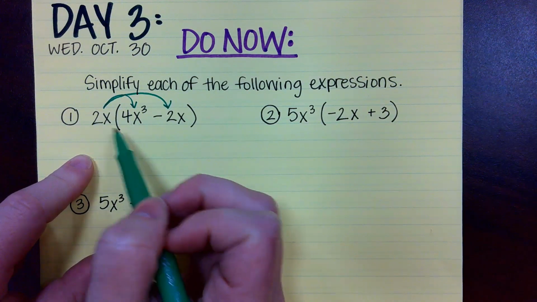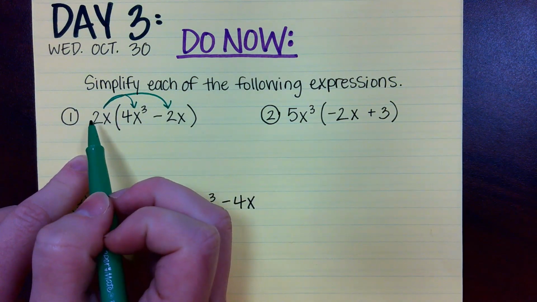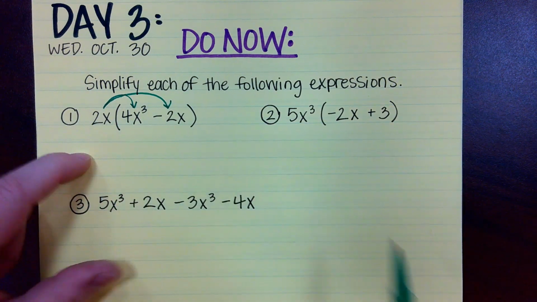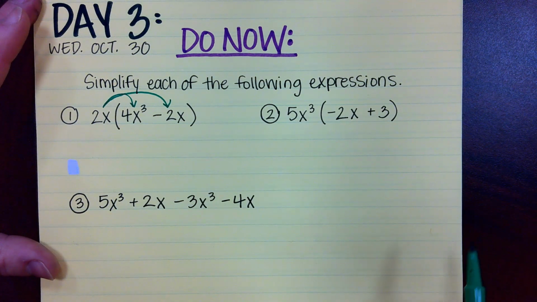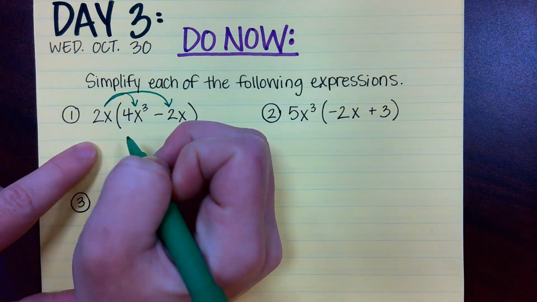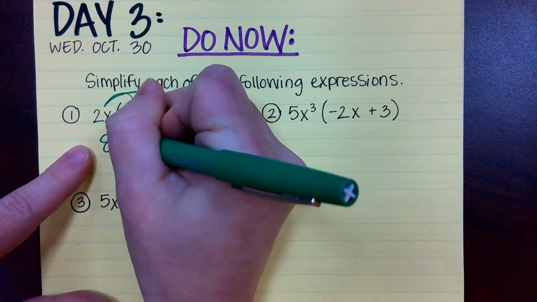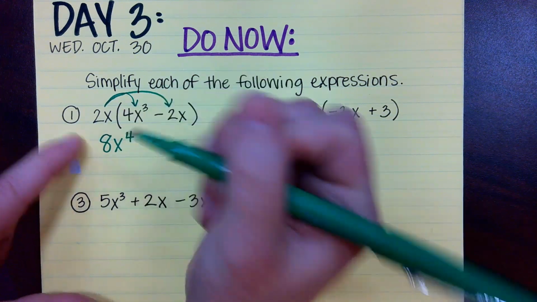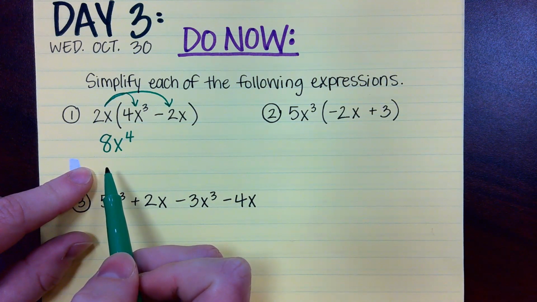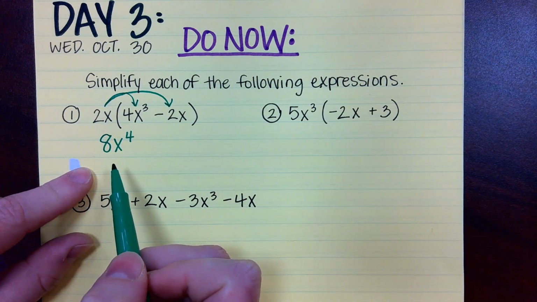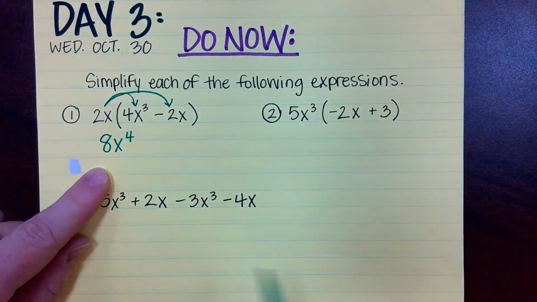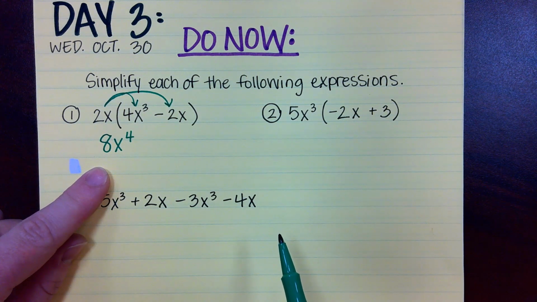And let's start with the first problem. I've got 2x times 4x to the third power. What did you guys get for the first part? 8x to the fourth power. So I'm going to write 8x to the fourth power. Did anybody not get 8x to the fourth power? What'd you get instead? Anybody feel like sharing? Did anybody get 8x to the third power? I bet some people did, yes.